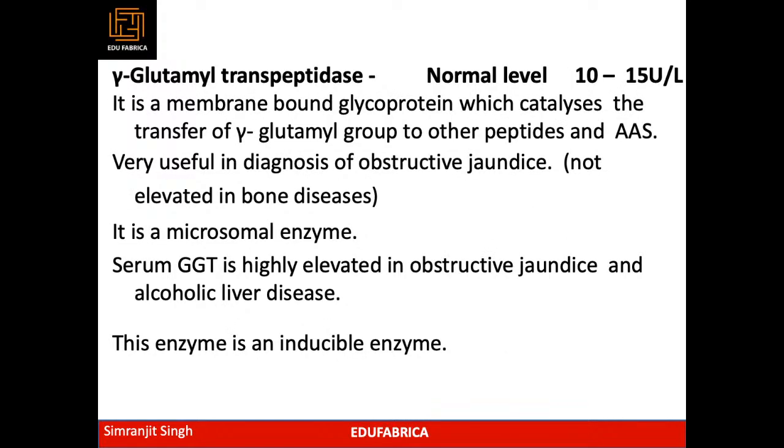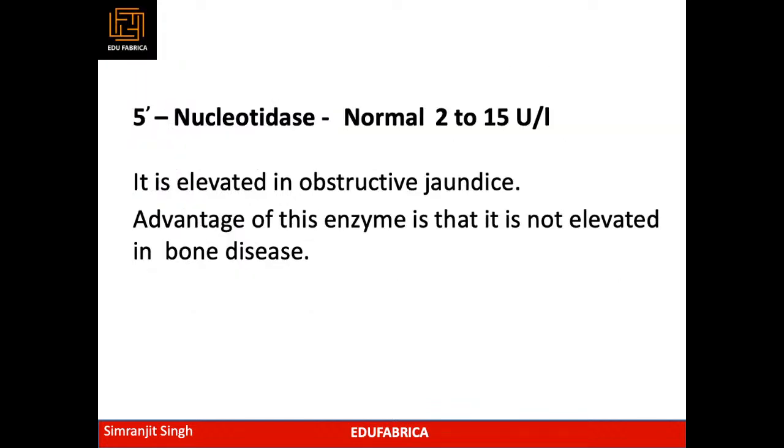Then gamma glutamyl transferase, normal level is around 10 to 15 units per liter. It is a membrane-bound glycoprotein which catalyzes the transfer of gamma glutamyl group to other peptides, and is very useful in diagnosis of obstructive jaundice. It is a microsomal enzyme. Serum GGT is highly elevated and the enzyme is inducible. Then 5'-nucleotidase, which is normally 2 to 15, is elevated in obstructive jaundice, and its advantage is that it's not elevated in bone diseases.